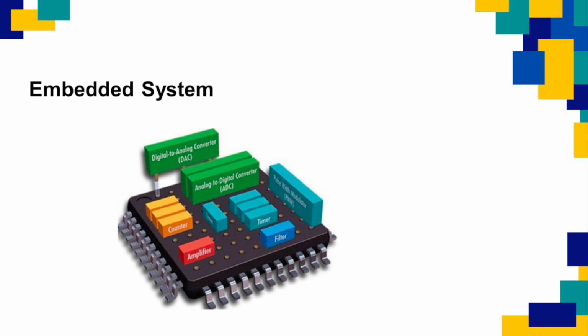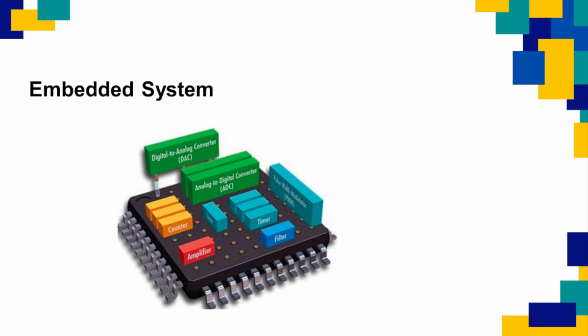I will tell you. An embedded system refers to a computer system designed to perform some specific functions within a larger system or device. It is a combination of hardware and software components that are tightly integrated to perform a dedicated task. Okay, this is the embedded system.